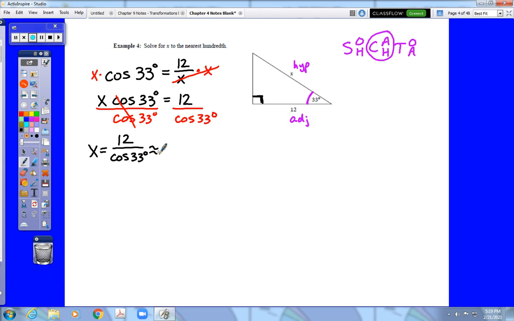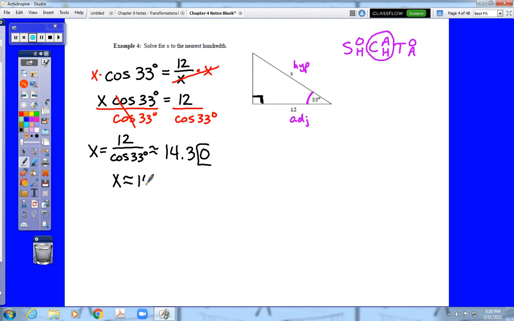12 divided by, we hit the cosine button and type in 33. We're looking at 14.30. Now the directions at the beginning of this section say to round everything to the nearest tenth. So hopefully we all realize that a 0 means that we would round that 3 down or keep it the same, and we would come up with 14.3 units for our x value.